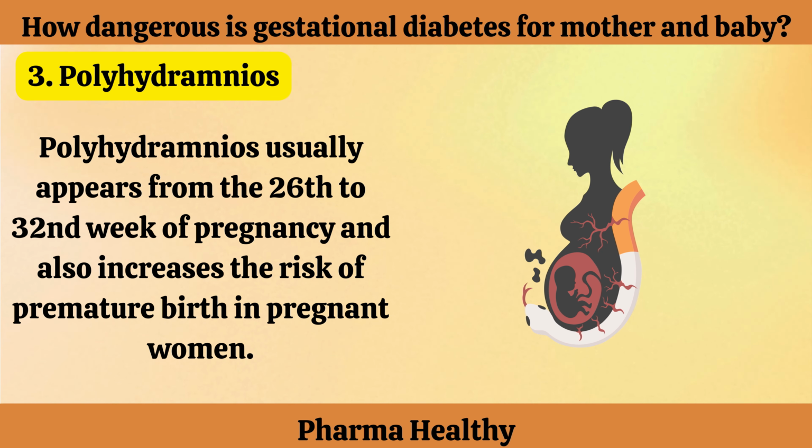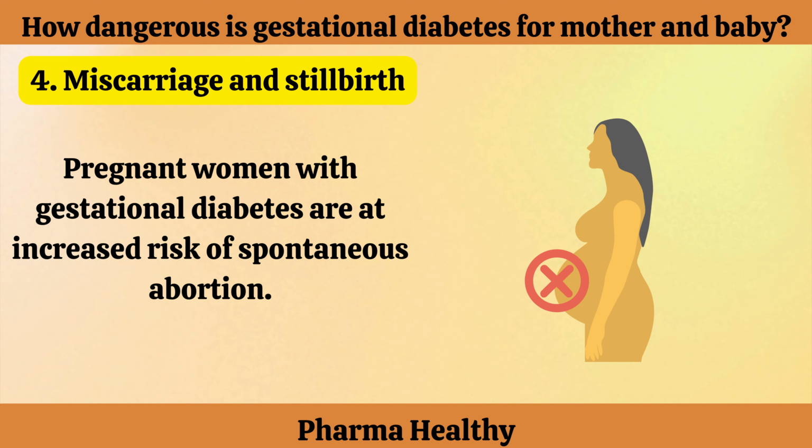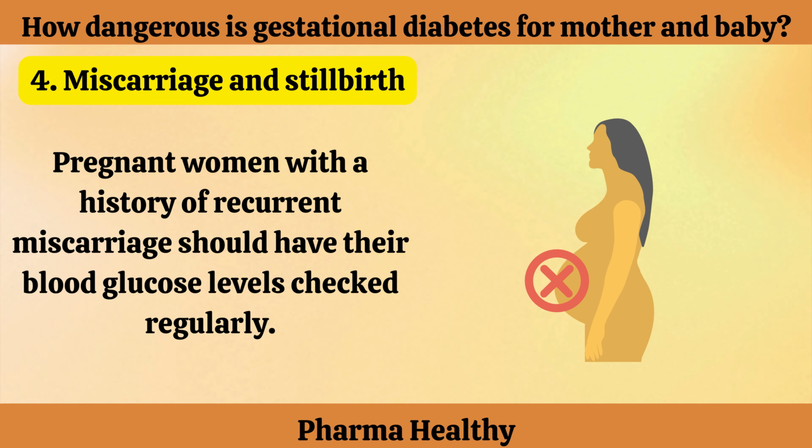3. Polyhydramnios. Polyhydramnios usually appears from the 26th to 32nd week of pregnancy and also increases the risk of premature birth in pregnant women. 4. Miscarriage and stillbirth. Pregnant women with gestational diabetes are at increased risk of spontaneous abortion. Pregnant women with a history of recurrent miscarriage should have their blood glucose levels checked regularly.